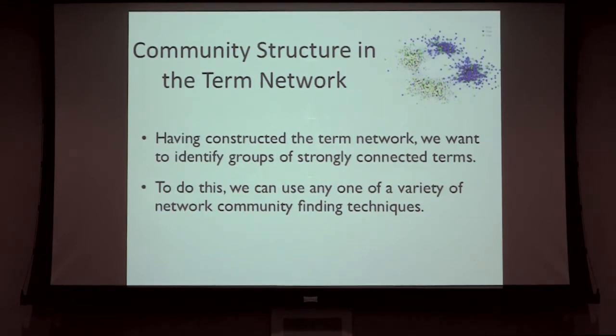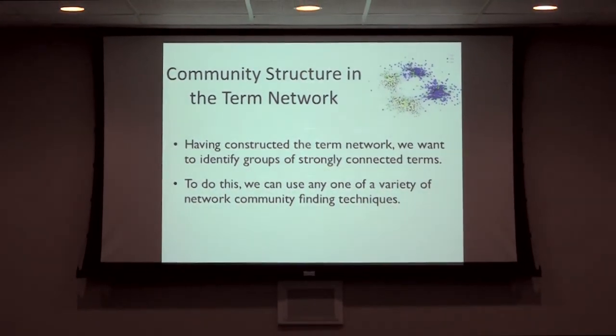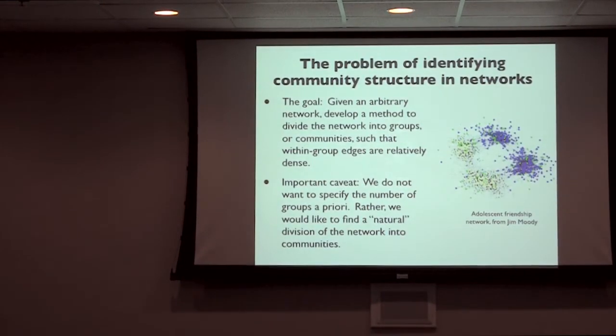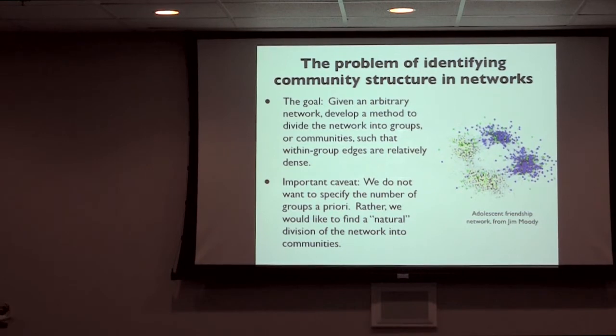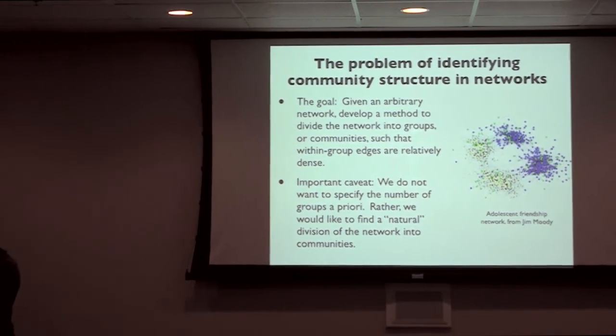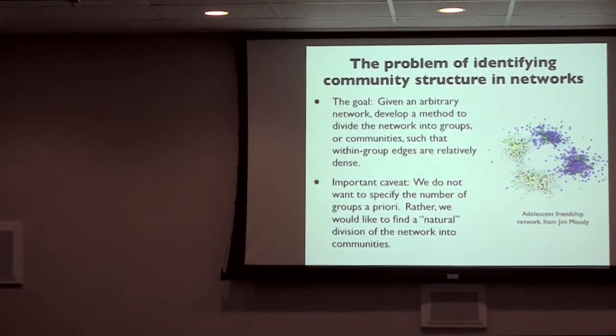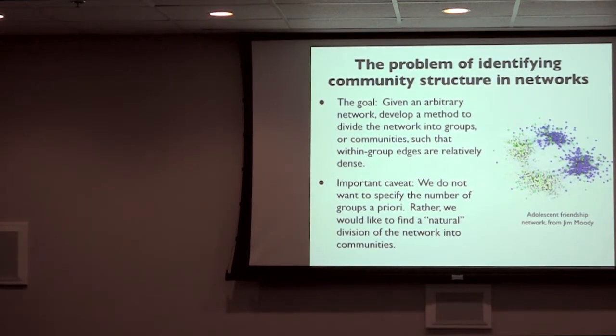We want to say, are there groups of terms that are highly connected, looking at the connectivity between terms? So we want to identify groups of strongly connected terms. To do this, one can apply a variety of network community finding techniques. I've worked in this area for a number of years, and so I'm going to tell you about the techniques that we apply. The problem of identifying community structure in networks has received a lot of attention in the last decade, and even beforehand, with an explosion of papers on this topic in the last decade.